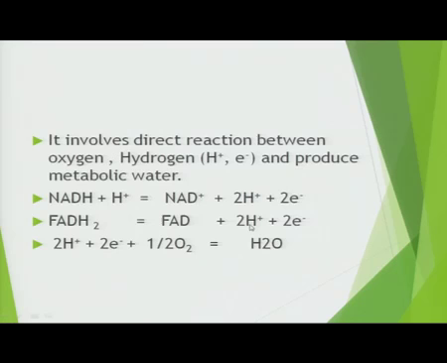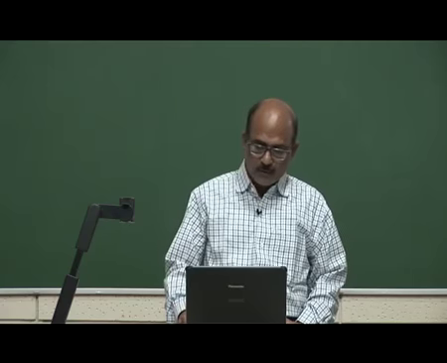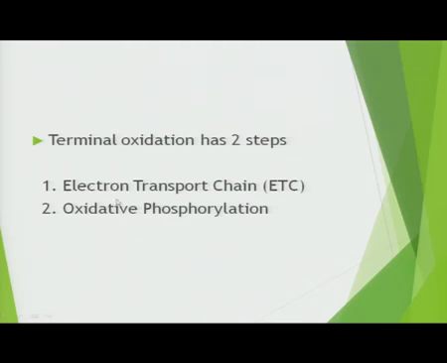Now, in this entire reaction, NADH plus H plus is converted into NAD plus, 2H plus and electrons. The FADH2 is returned back to FAD, 2H plus and 2 electrons. Finally, this reaction combines to form water. This will be terminal oxidation, which is followed by two steps of reaction, that is the electron transport chain and the oxidative phosphorylation, which will be discussed in the later classes.